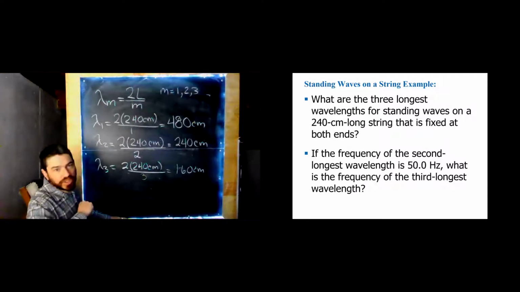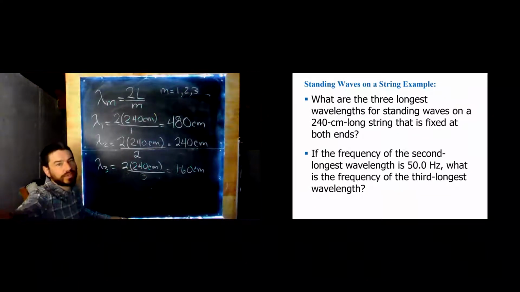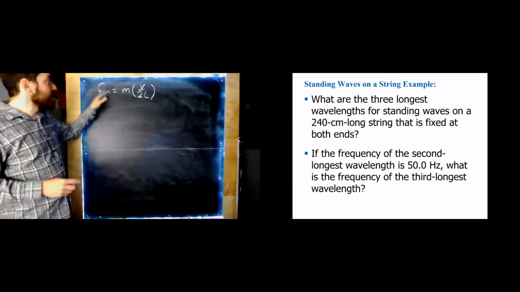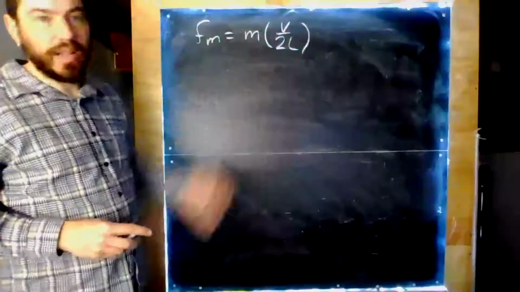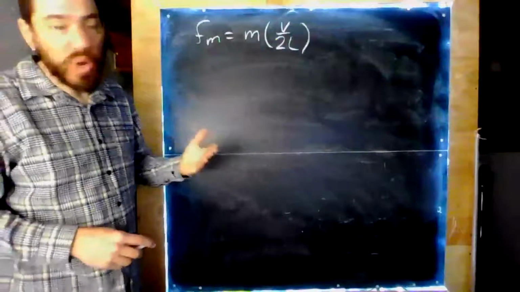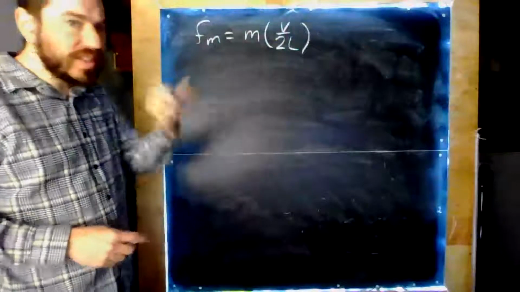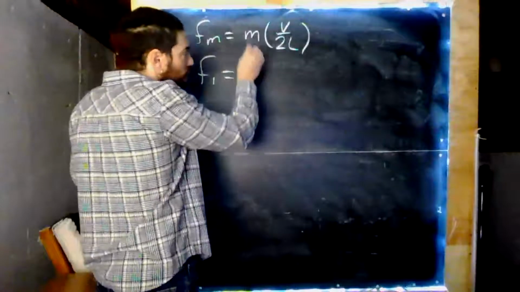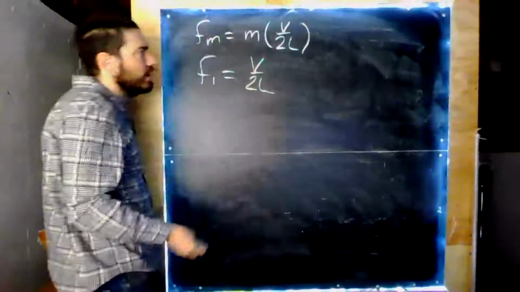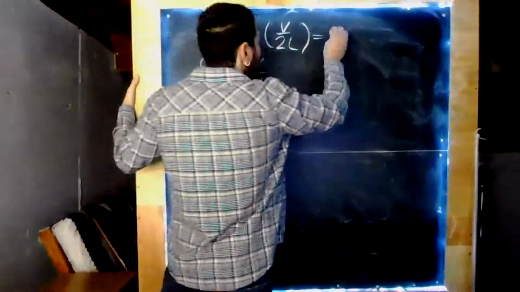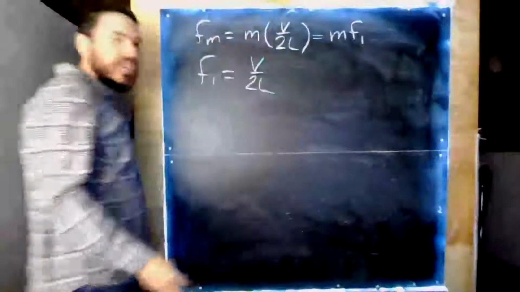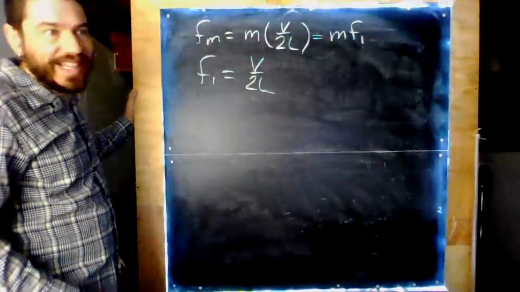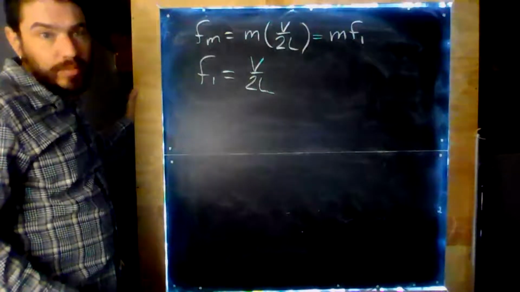Let me clean up my board here just a little bit, and we'll answer the second question. Recall that we have this equation. The mth frequency is m times v over 2L, or the frequency of the mth mode, I could say. And so, what does this look like if I plug in F1? So, the frequency of the first mode is just 1 times v over 2L. Well, that's just v over 2L. So notice then that this could be written like this. And so I'm going to find the frequency of the first mode, and I'm going to use that to calculate the frequency of the third mode.